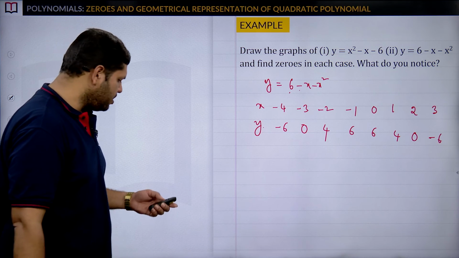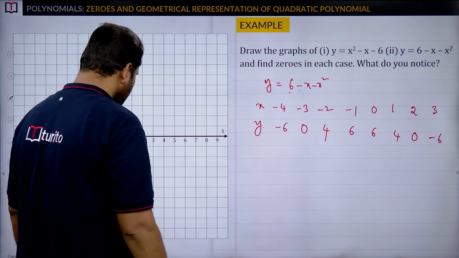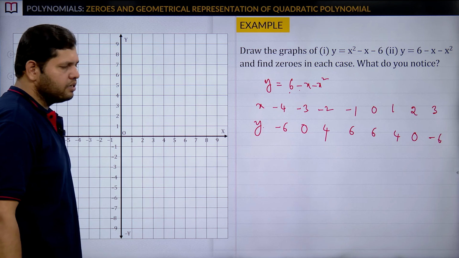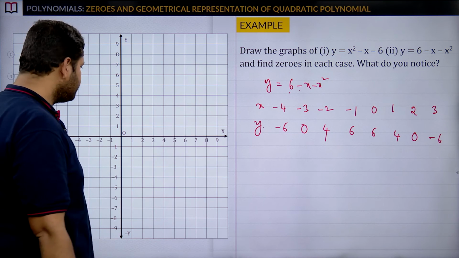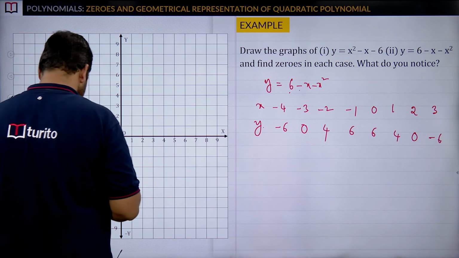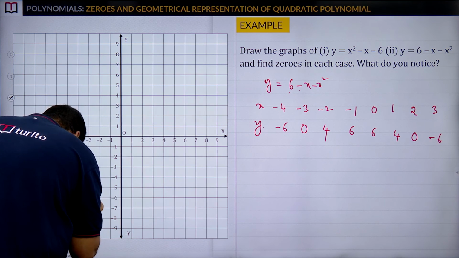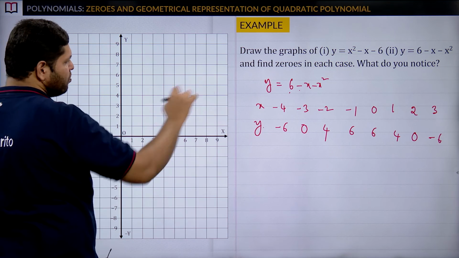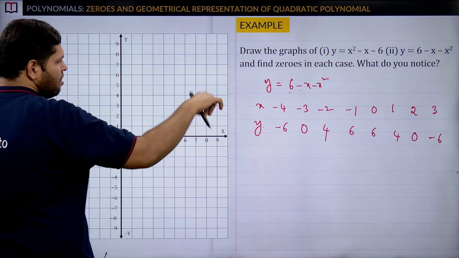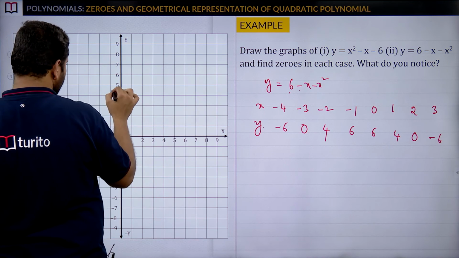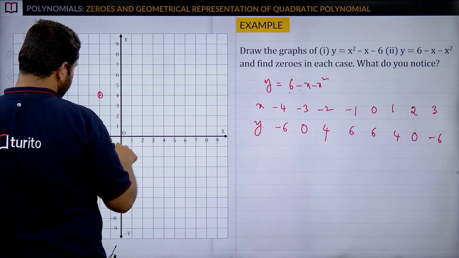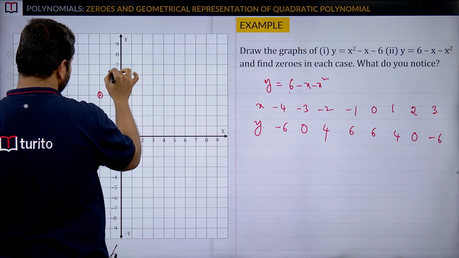Clear, children? Now let us draw the graph, children. Again I am taking the x-axis and y-axis. Now see, children, first point, minus 4 and minus 6. X is minus 4 and what is the y, children? It is minus 6. So this is minus 4 comma minus 6. Next point, minus 3 comma 0. Minus 2 comma 4. Next, minus 1 comma 6.